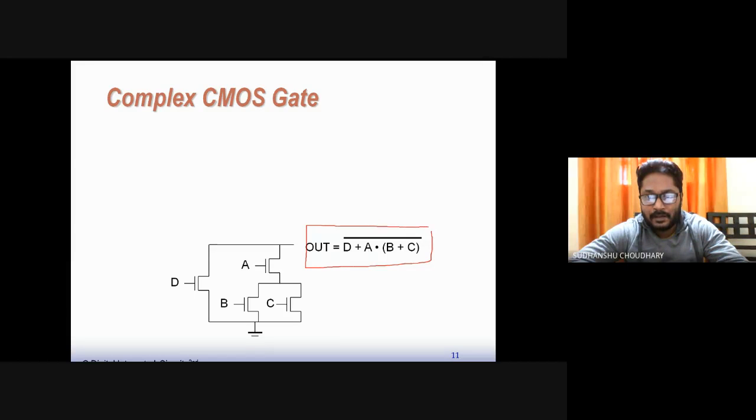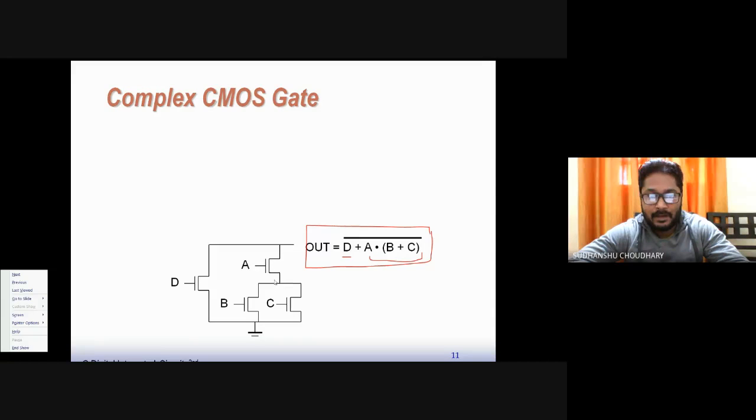For example, let us say we want to implement the output function which is equal to D plus A dot B plus C, right? D plus A dot B plus C, and whole bar. So obviously D and this entire term should be in parallel, right? And A and B plus C should be in series, because this implements an AND gate. So A dot B plus C here, right? So this is my pull-down network.